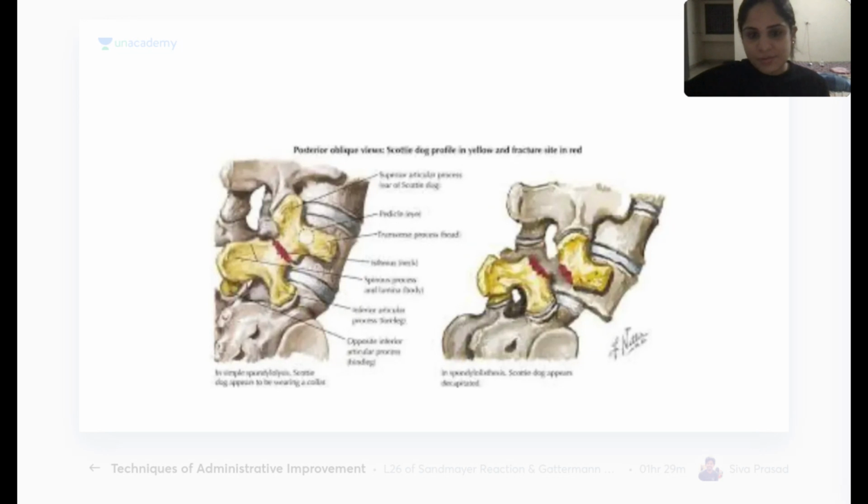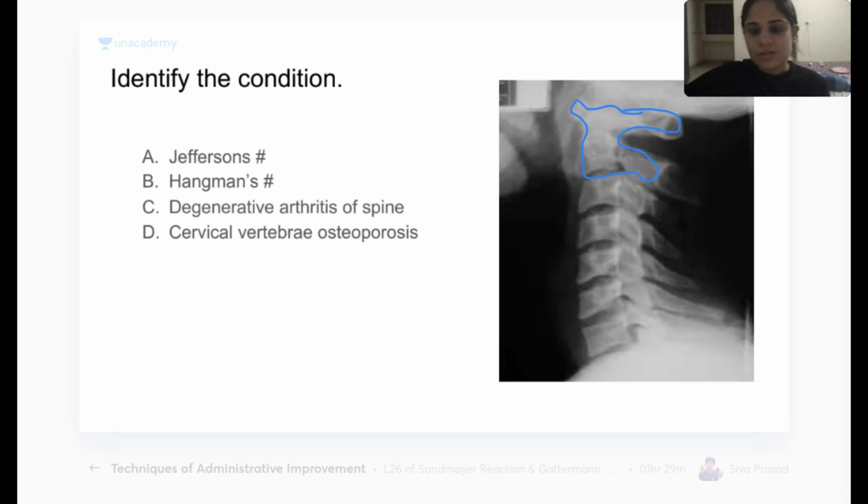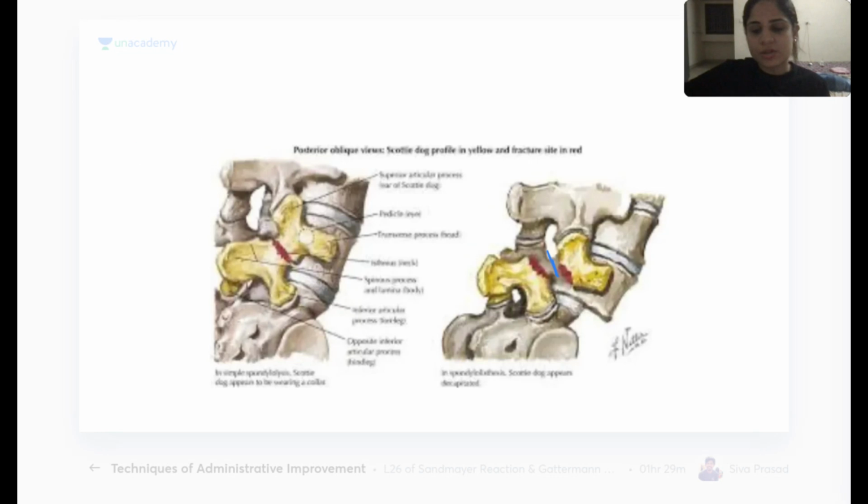There is a fracture here in the neck of the bulldog. So this is called your Scottish dog appearance, or Scottish bulldog appearance, of the fracture. And this is seen in case of Jefferson's fracture, Scottish bulldog appearance.